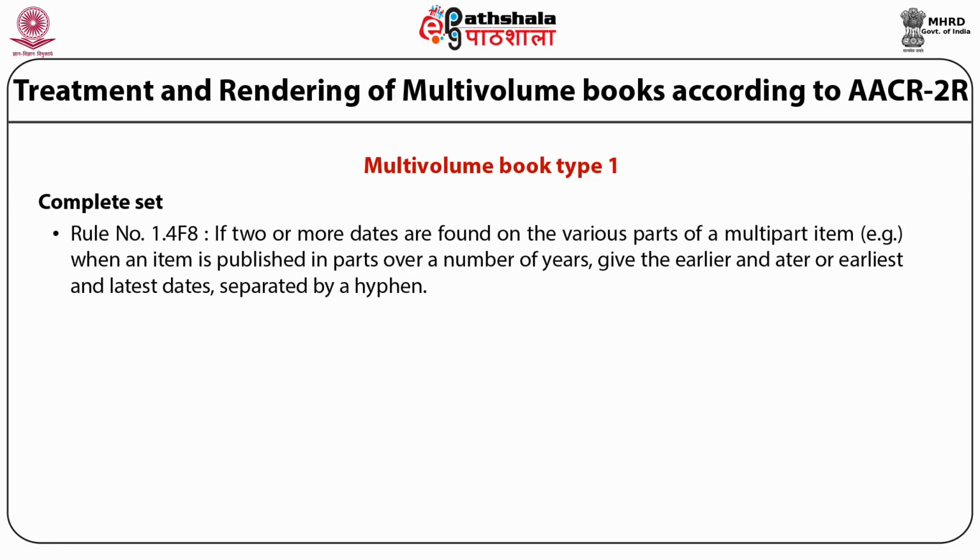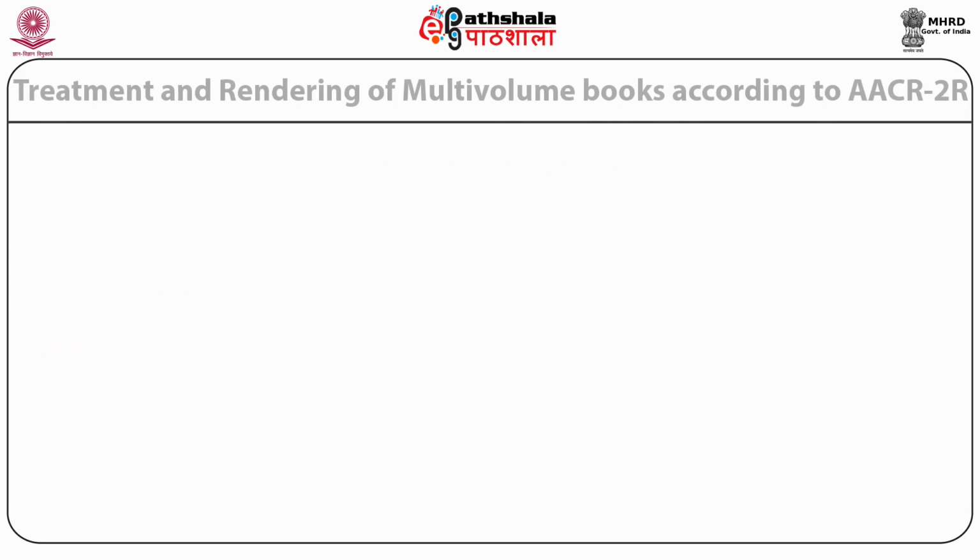Rule number 1.4 F8. If 2 or more dates are found on the various parts of a multi-part item, for example, when an item is published in parts over a number of years, give the earlier and the later, or earliest and the latest, dates separated by a hyphen. Example: first volume is published in 1975 and the last volume is published in 1977, shown as 1975-1977.